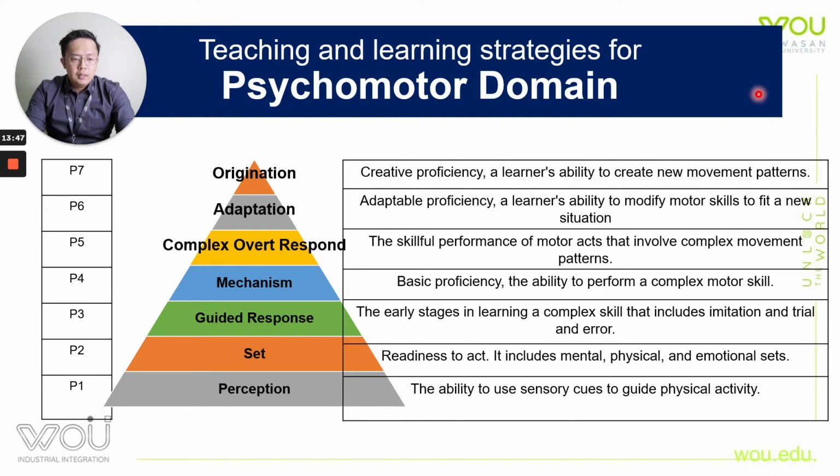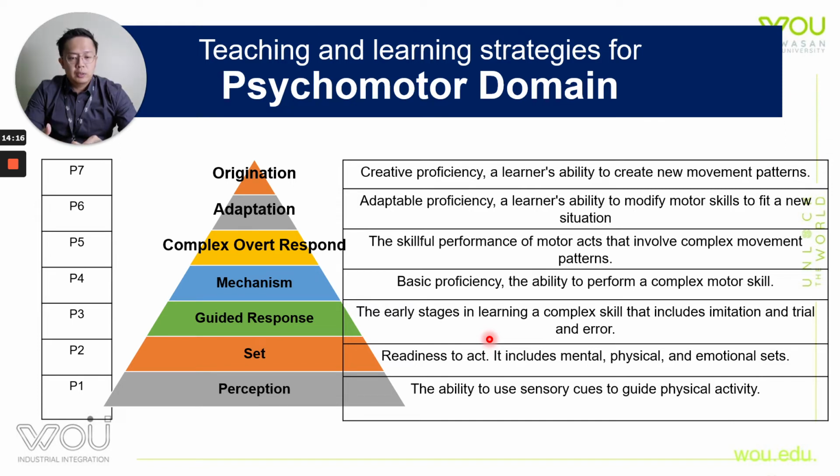Then the next one would be the psychomotor. Psychomotor basically involves some physical and mental skills. It has 7 levels in total, starting from perception, which focuses on whether the students are able to use a sensory cue to guide their physical activities. Then the second one would be set, which focuses on their readiness to act. Guided response is in the earlier stage of learning a complex skill, and includes imitation and trial and error.